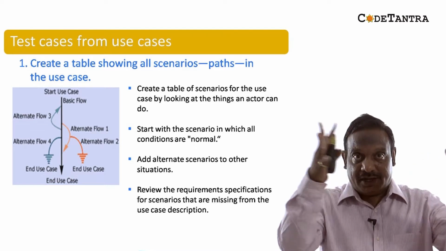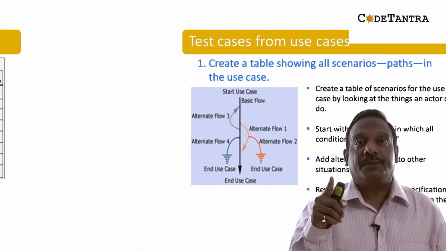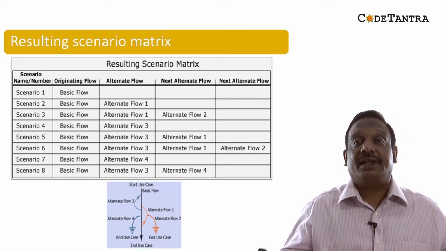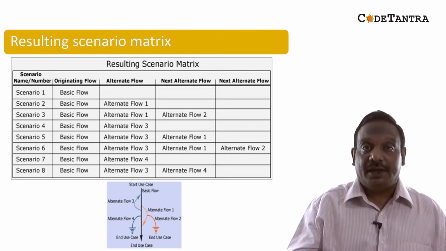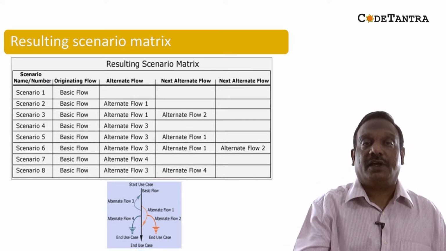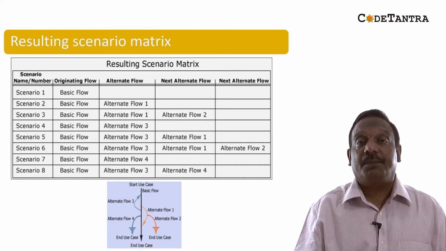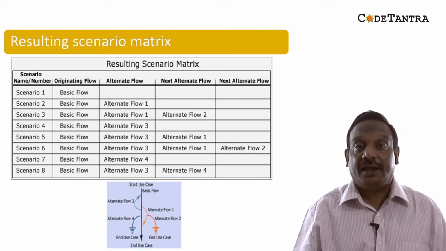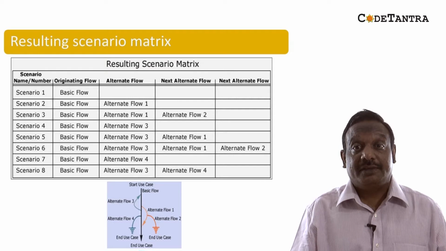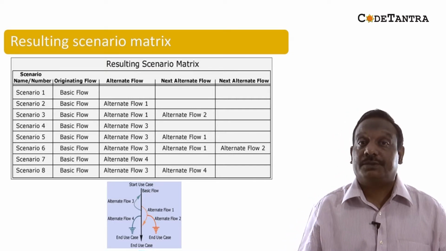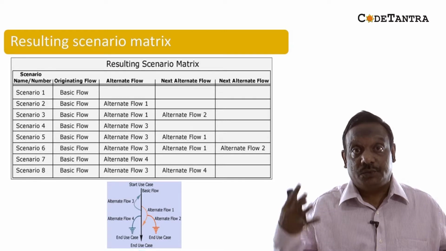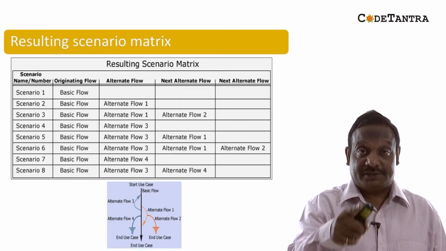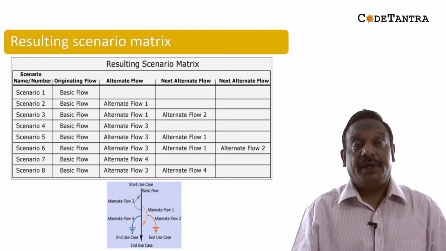So you have to understand this and put this diagram together, and then from there you have to create a table of scenarios for the use case by looking at the things that the actor can do. Then you start with the scenario in which all conditions are normal, that is your basic or main flow. Then add alternate scenarios for the other situations, and then review the requirement specifications for scenarios that are missing from the use case description. Sometimes the use case may not have told something, so you as a tester have to add it.